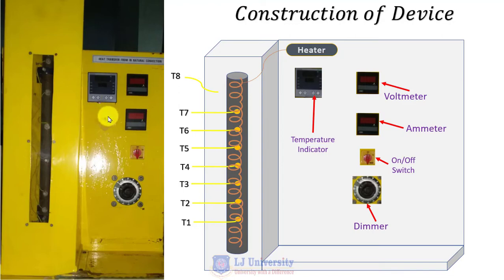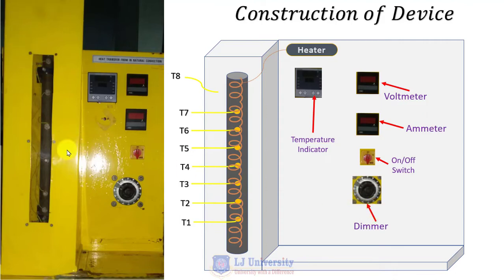As you can see, in this apparatus we have a temperature indicator, a voltmeter, an ammeter, an on-off switch, and a dimmer. By using this dimmer you can change the voltage, you can change the input.